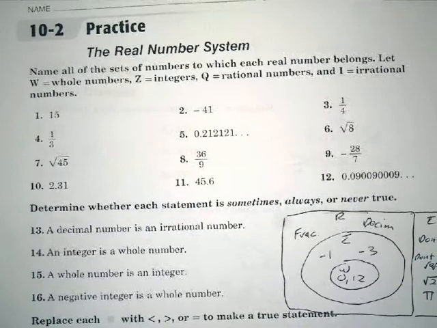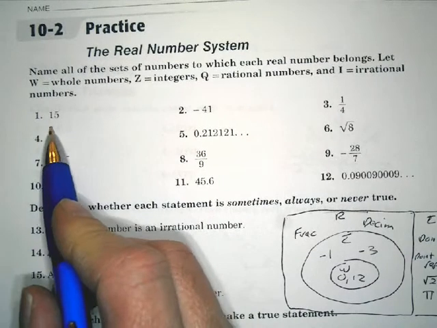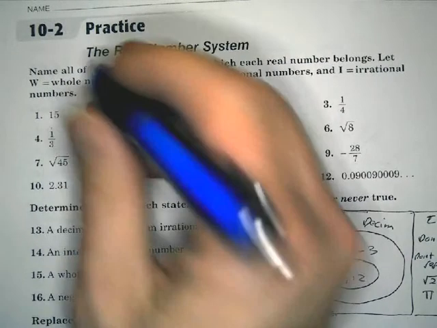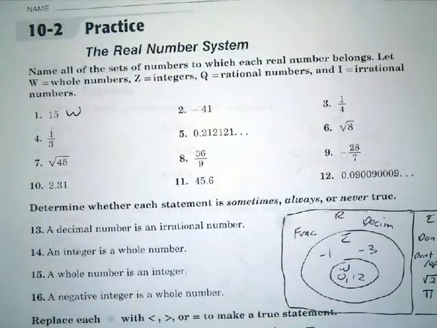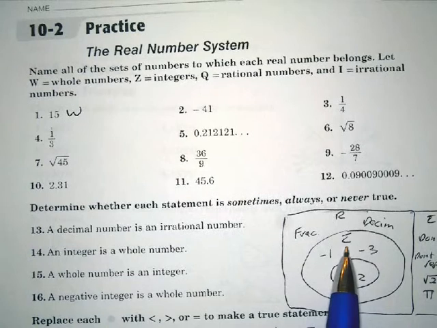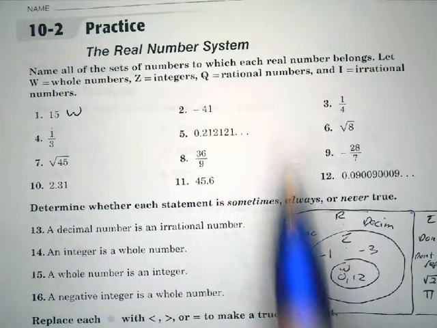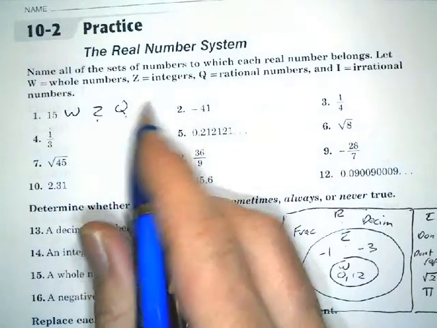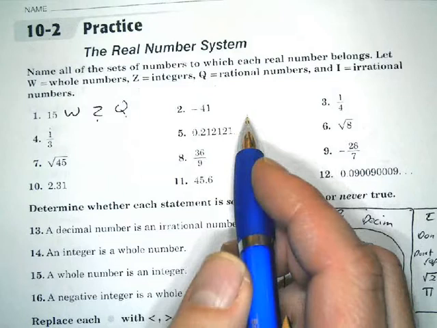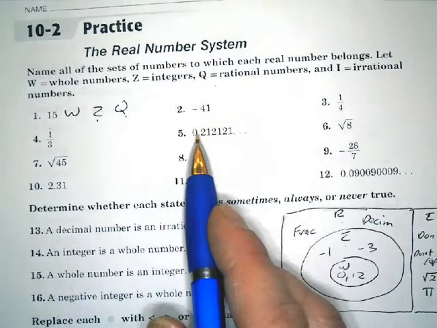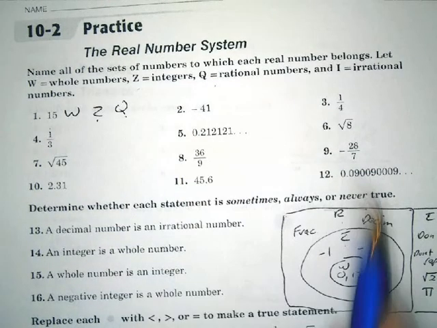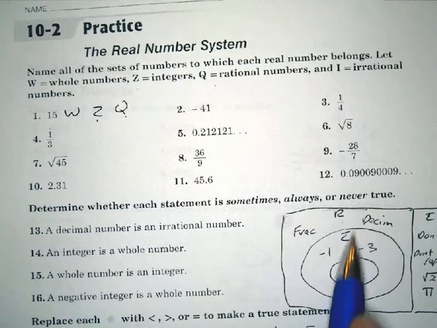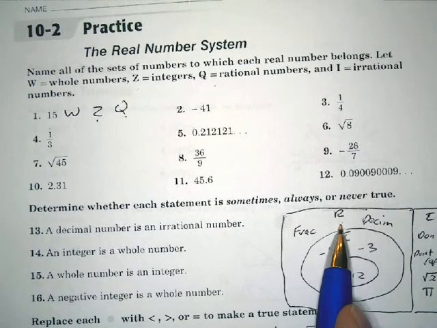Okay, keeping that in mind as we go up and look at the problems. Number 1, we have 15. Okay, that is a whole number. 15 is on the very inside, meaning it is also an integer and a rational number. I'm using Z and Q because Z is integers, Q is rational numbers, I is irrational. If we look at number 2, it is a negative number, so it is an integer. It is also a rational number, so we would have Z and Q.